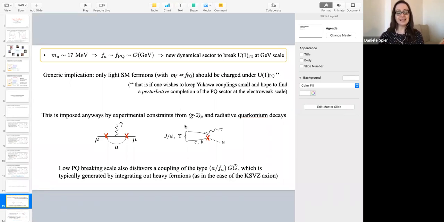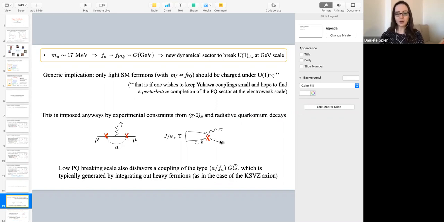But if you don't like these types of arguments, then I'll just say, well, this is forced upon you anyways by experimental constraints. So for example, if you charge the muon under PQ, then you have this coupling of the axion to muons, and this contribution of the axion to the muon magnetic dipole moment, g-2, is very large, way larger than what's observed. And so that would be excluded. And so if you want to avoid that exclusion, then you better not couple the axion to muons.